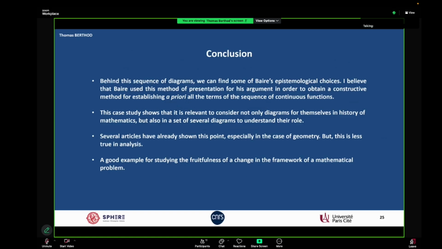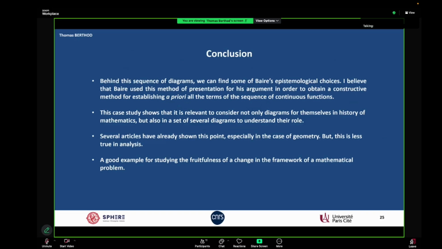And I think also that this case study is a good example for studying the fruitfulness of a change in the framework of mathematical programs. So here you have the example of a change from something that is really in an analytical framework. You consider a sequence of continuous functions, and you transform that into a more diagrammatic language to solve the problem.